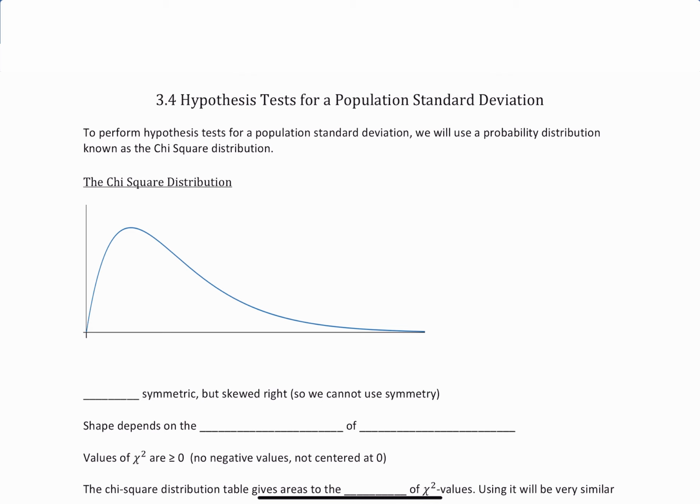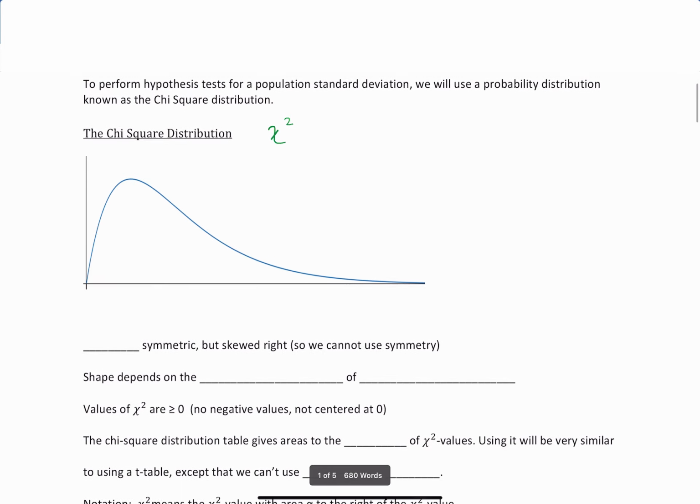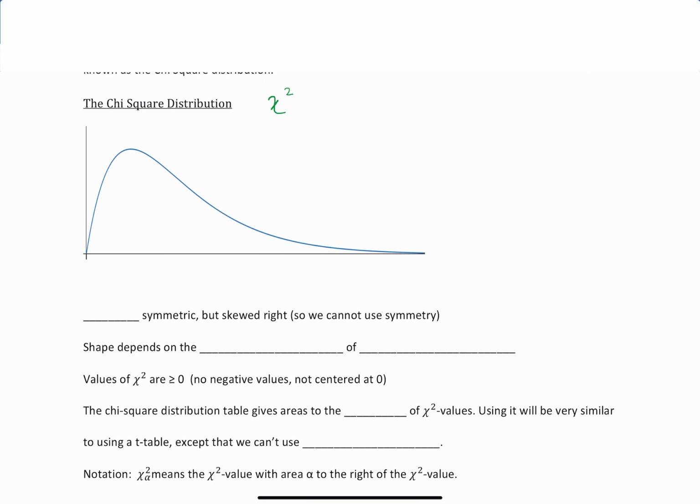First of all, chi is a Greek letter. It looks like kind of a tall curly X, and so chi-square means we're squaring that. Here's a picture of the chi-square curve, and probably the first thing that would jump out at most of us is that it's not symmetric. In fact, it's very much skewed to the right. What that means is we cannot use symmetry the way we have with z and t distributions.